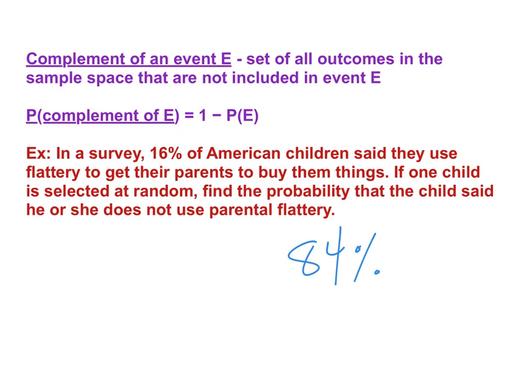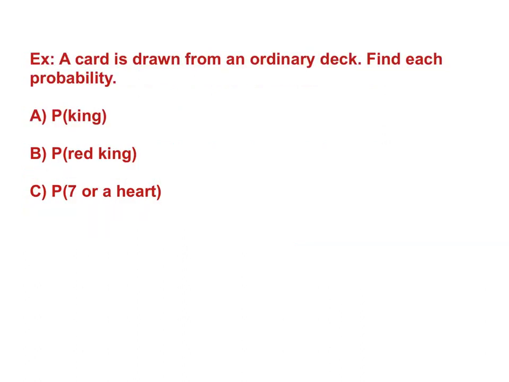All right, let's look at some examples, and I want you to try to figure out the probabilities for them, okay? We're back to our deck of cards. So a card is drawn from an ordinary deck. We're drawing one card out of the deck, okay? What I want you to try to do is find the probability of getting a king. That's one experiment. What's the probability of getting a king out of a deck? Write that down, write it as a fraction, and simplify that fraction.